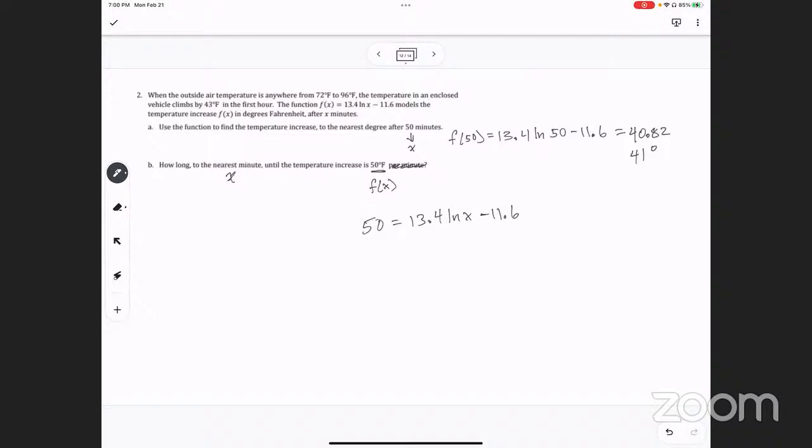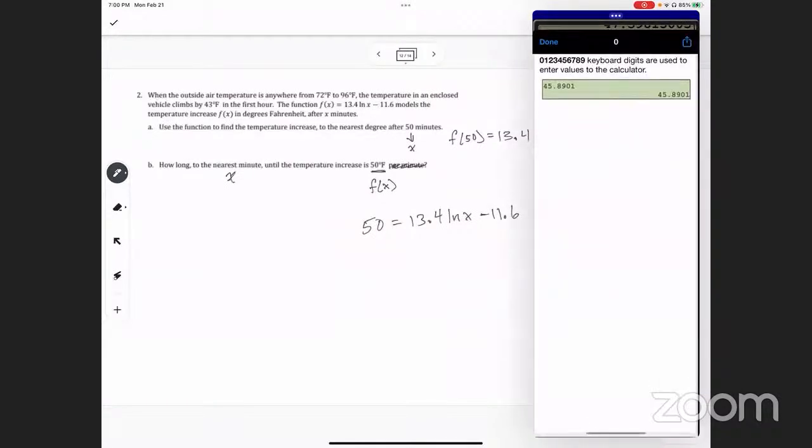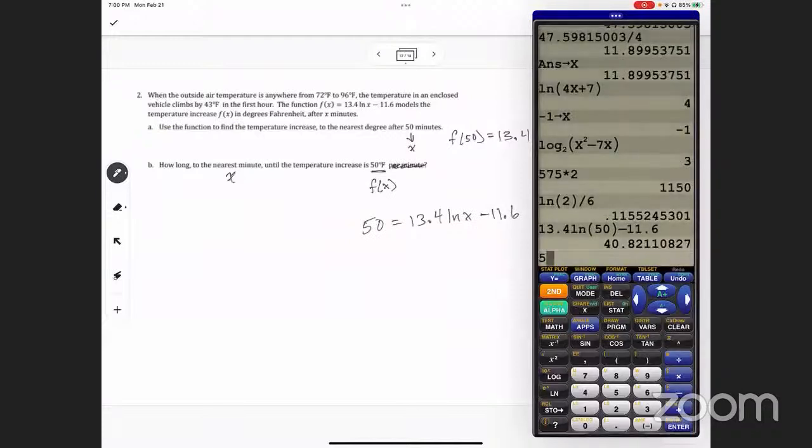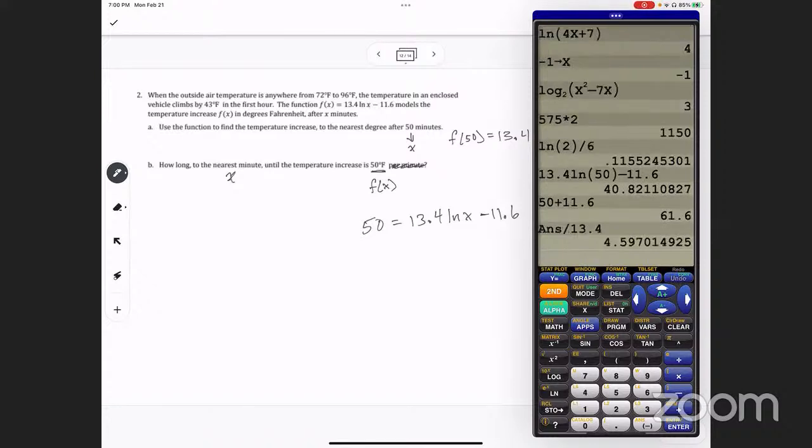So this is your formula. To solve it, we're going to add 11.6 to both sides, right? Mm-hmm. 50 plus 11.6, then what? Divide by 13.4. Good. So this is 61.6 equals 13.4 ln of x. And then 4.597 equals ln of x. And now what?